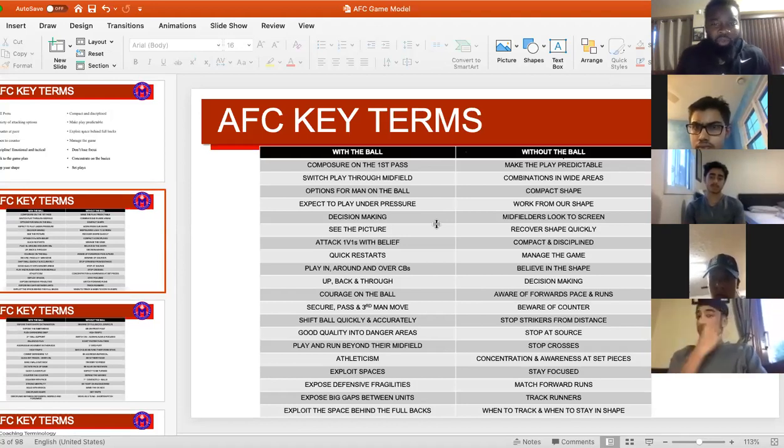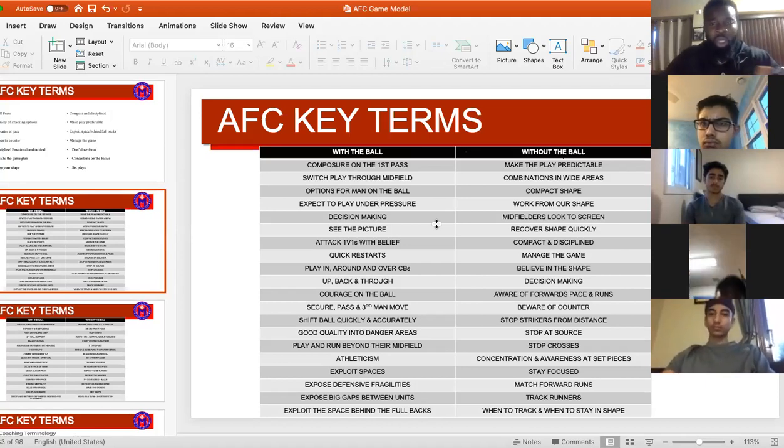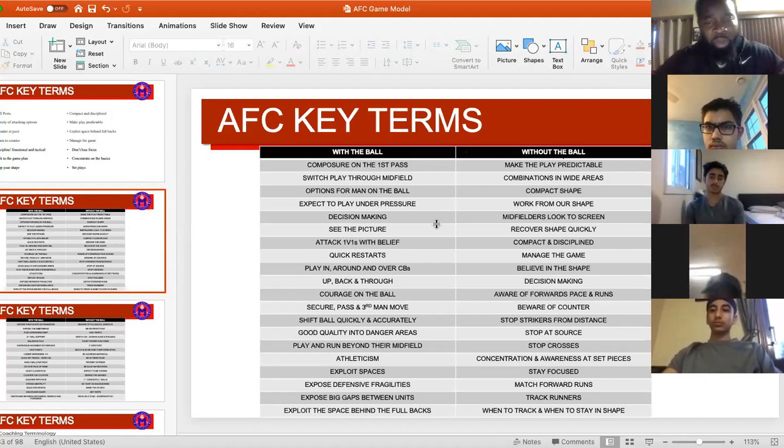Options for the man on the ball. Now we want options for the man on the ball. So if Aiden is on the ball, I need options for him. I need 4 or 5 guys to get wide, open up, calling for the ball, to give him an option. So you're gonna hear the words options for the man on the ball.